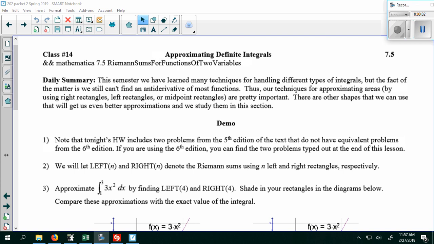This semester, we've learned many techniques for handling different types of integrals, but the fact of the matter is that we still can't find an antiderivative of most functions. And the ones that we can, it's pretty hard. So our techniques for approximating areas by using right rectangles, left rectangles, or midpoint rectangles are going to be pretty important. There are other shapes that we can use besides rectangles that will get us even better approximations. And that's what we're going to study in this section.